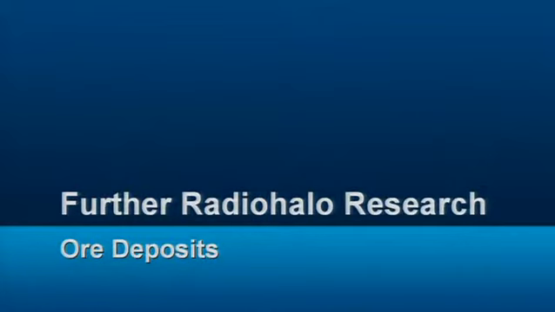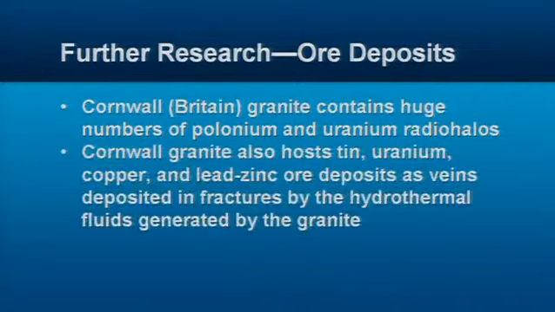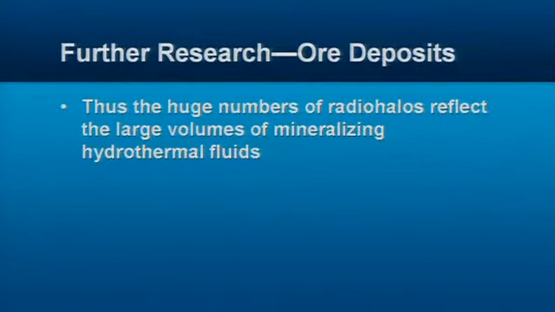It came from a granite that has ore deposits associated with it. Cornwall in England, the granite there contains huge numbers of polonium and uranium radiohalos. That granite also hosts veins of tin, uranium, copper, lead, and zinc that formed in fractures as a result of hot water flowing through to deposit the metals. More water, more halos.